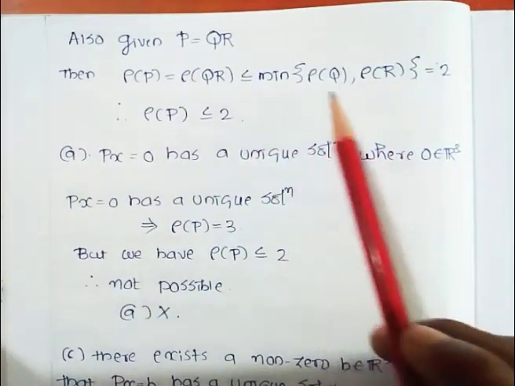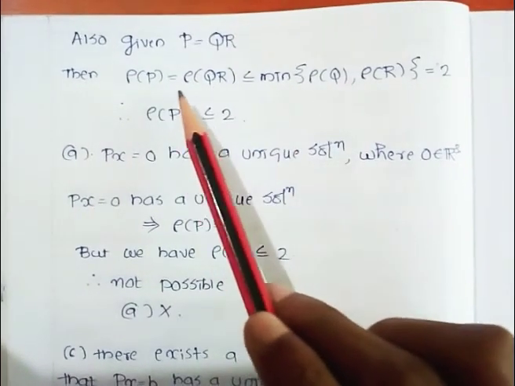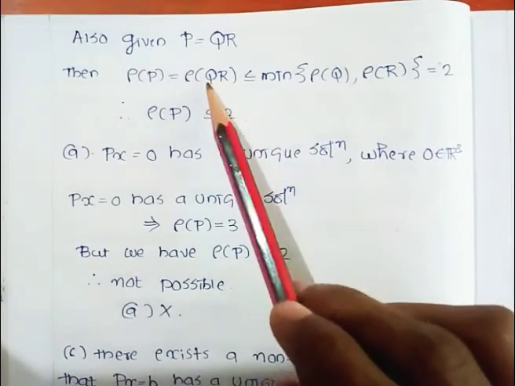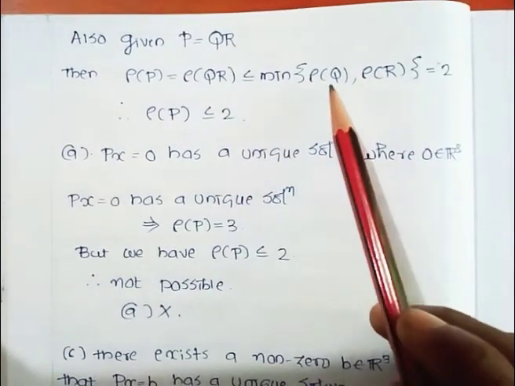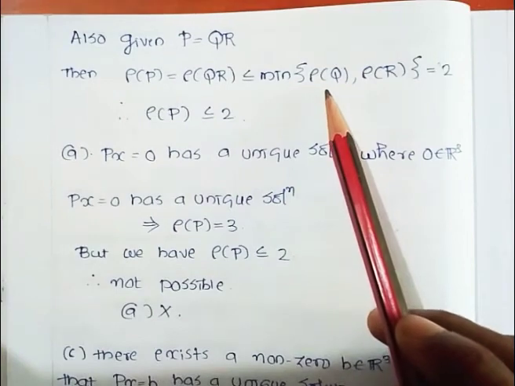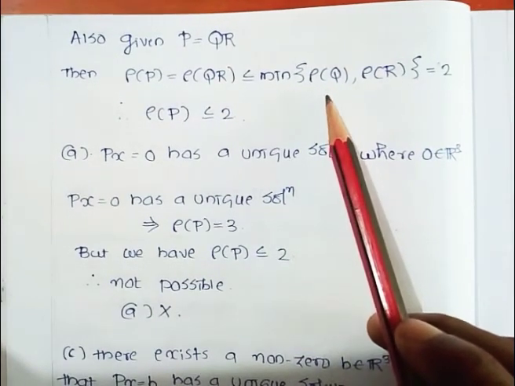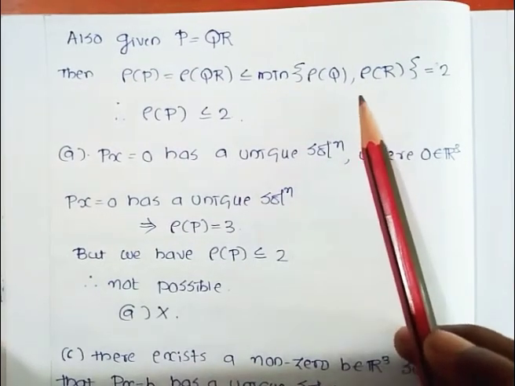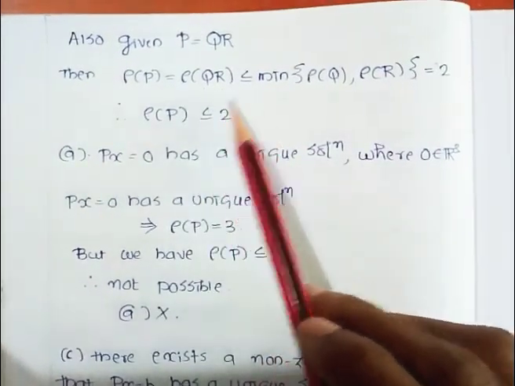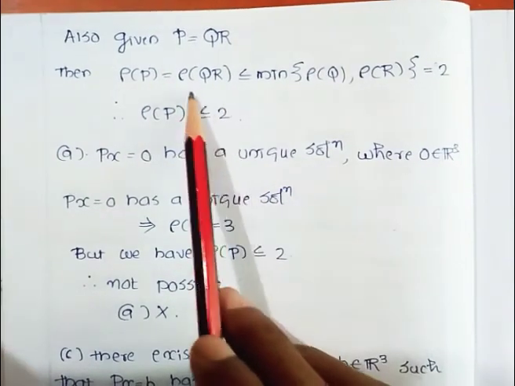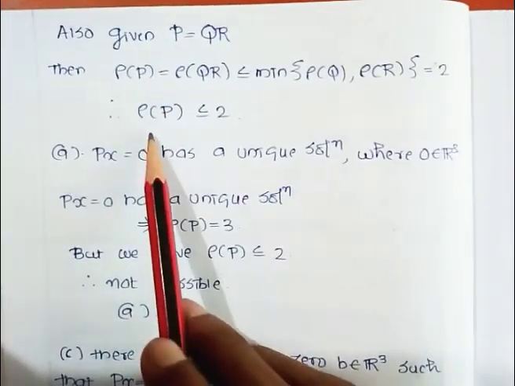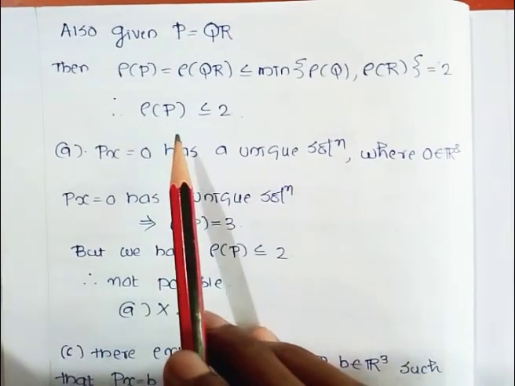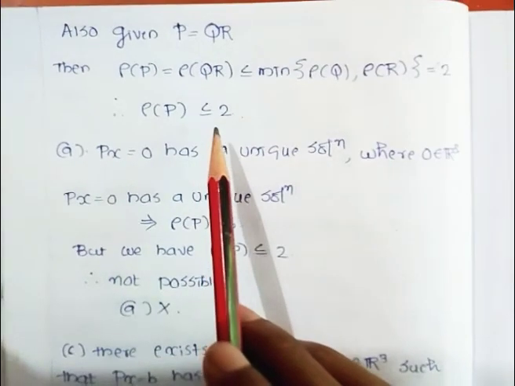That is, we are using our first result: the rank of P is equal to rank of QR, which is less than or equal to minimum of rank of Q and rank of R. And also we get that rank of Q is less than or equal to 2 and rank of R is also less than or equal to 2. So from that we can conclude that rank of QR is less than or equal to 2, and rank of QR is equal to rank of P. Therefore, rank of P is less than or equal to 2.